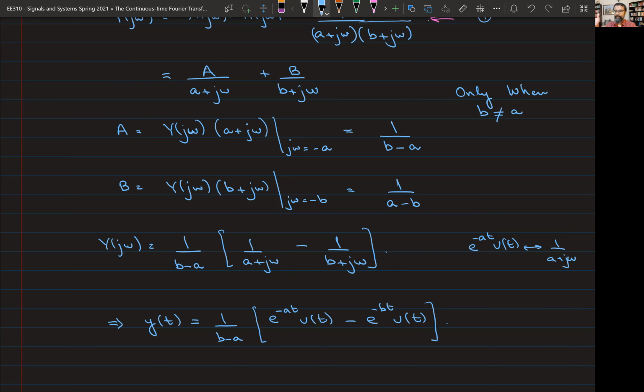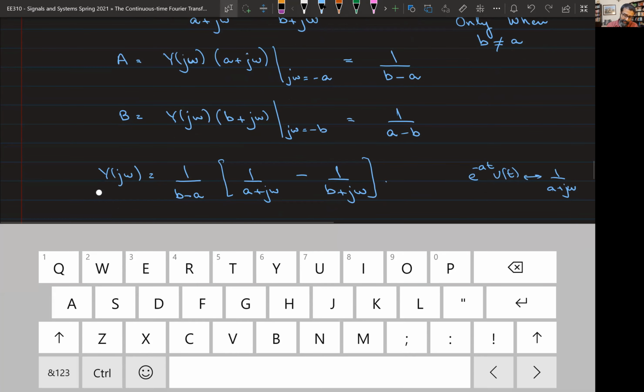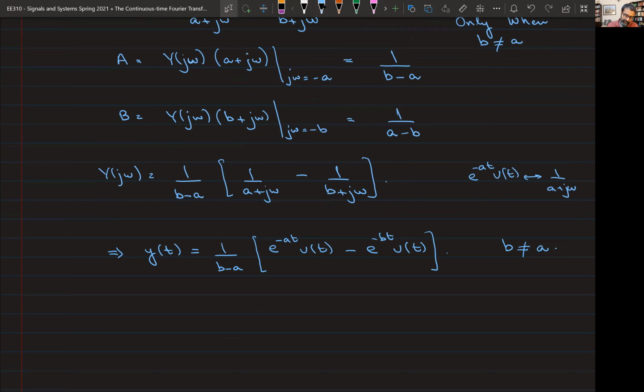And you can go ahead and compute that convolution, and you will find that the y of t from that convolution would yield the same result, right? But this is the case only when b is not equal to a. So we would have to deal with the case for b equals a separately. So when b equals a, y of j omega is actually equal to 1 upon a plus j omega whole squared.